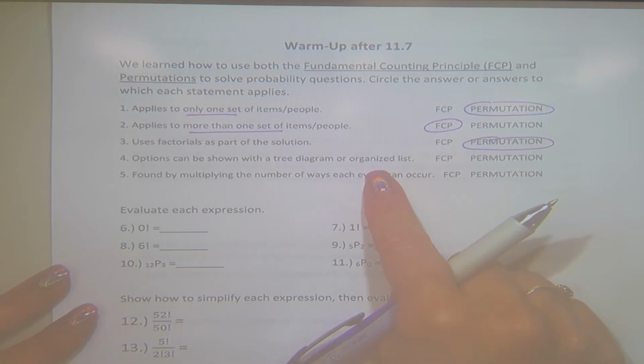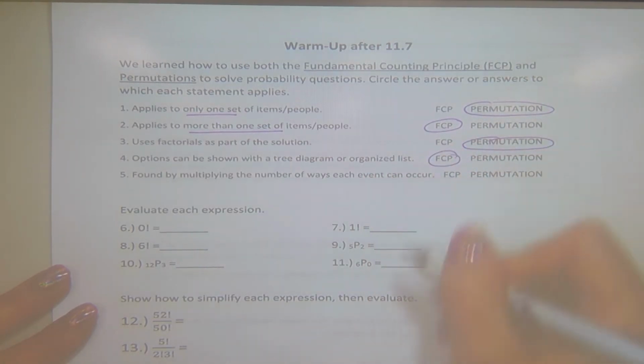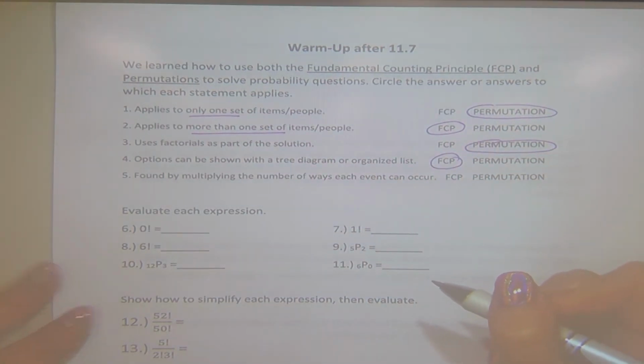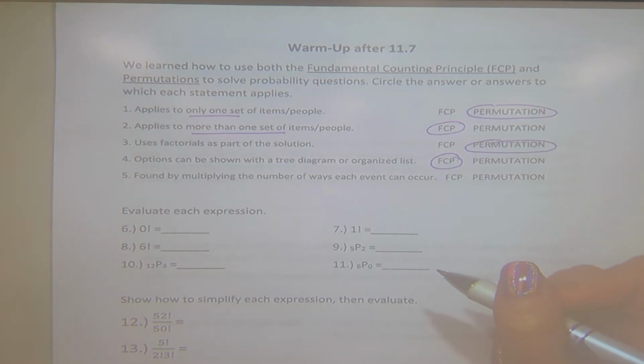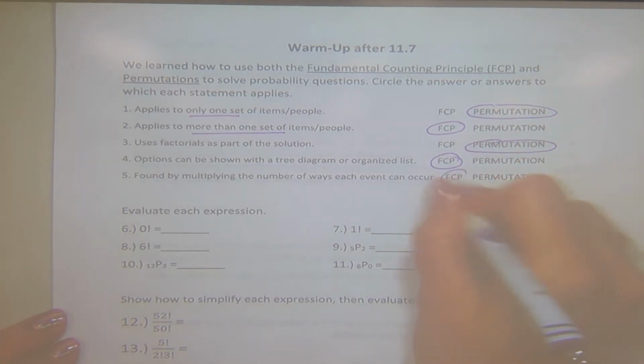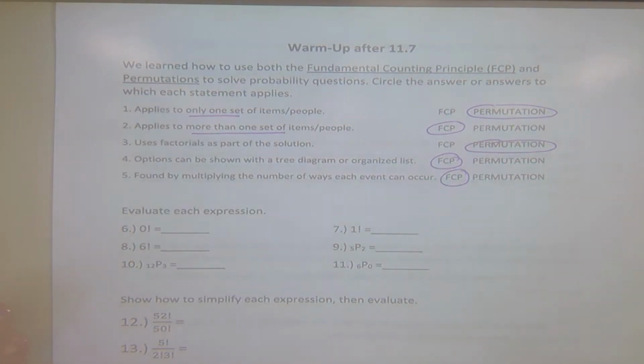Number 4, options can be shown with a tree diagram or organized list for my fundamental counting principle. We only want to do that when we have a small number of selections. Otherwise, it can get crazy. And it's found by multiplying the number of ways each event can occur. That is my fundamental counting principle.